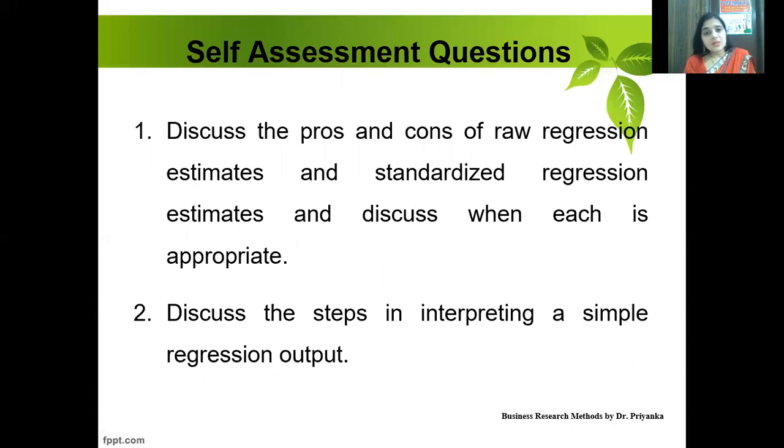Self-assessment questions. Discuss the pros and cons of raw regression estimates and standardized regression estimates, and discuss when each one is appropriate. Regression parameter estimates can be presented in either raw or standardized form, right? That is why we are discussing the pros and cons of these two methods: raw regression estimates and standardized regression estimates.